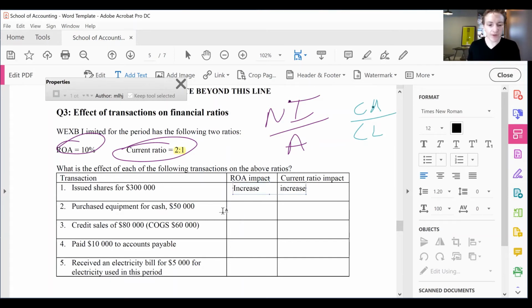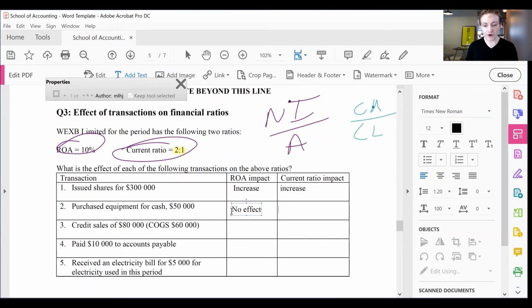In the next one, we're being asked about what would happen if the firm purchased equipment for cash for $50,000. So if the firm were to purchase $50,000 worth of equipment, what happens? Well, we've transferred cash into equipment, i.e. we basically have debit equipment, credit cash. So our total assets remain unchanged. As a result, our ROA immediately is not going to have any change. So there will be no effect.